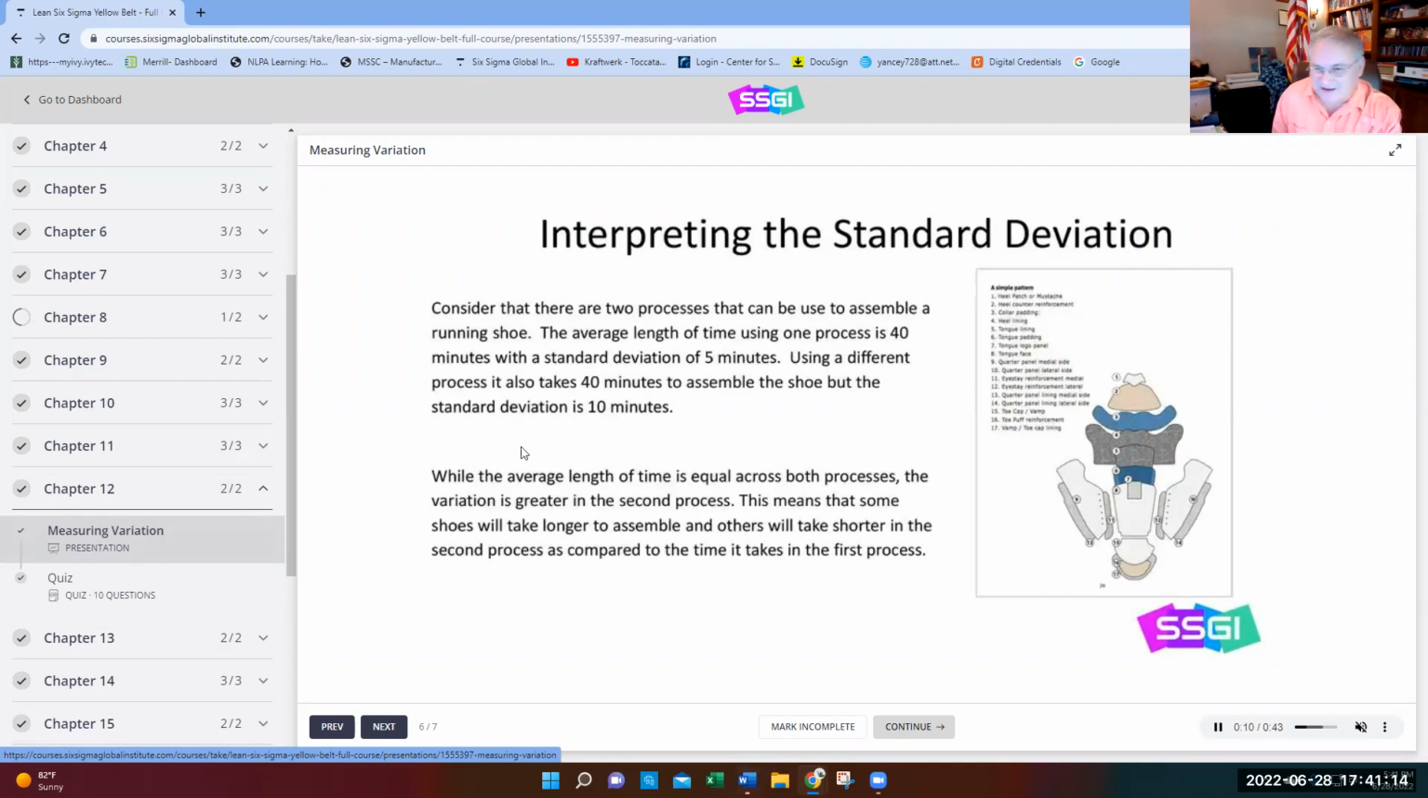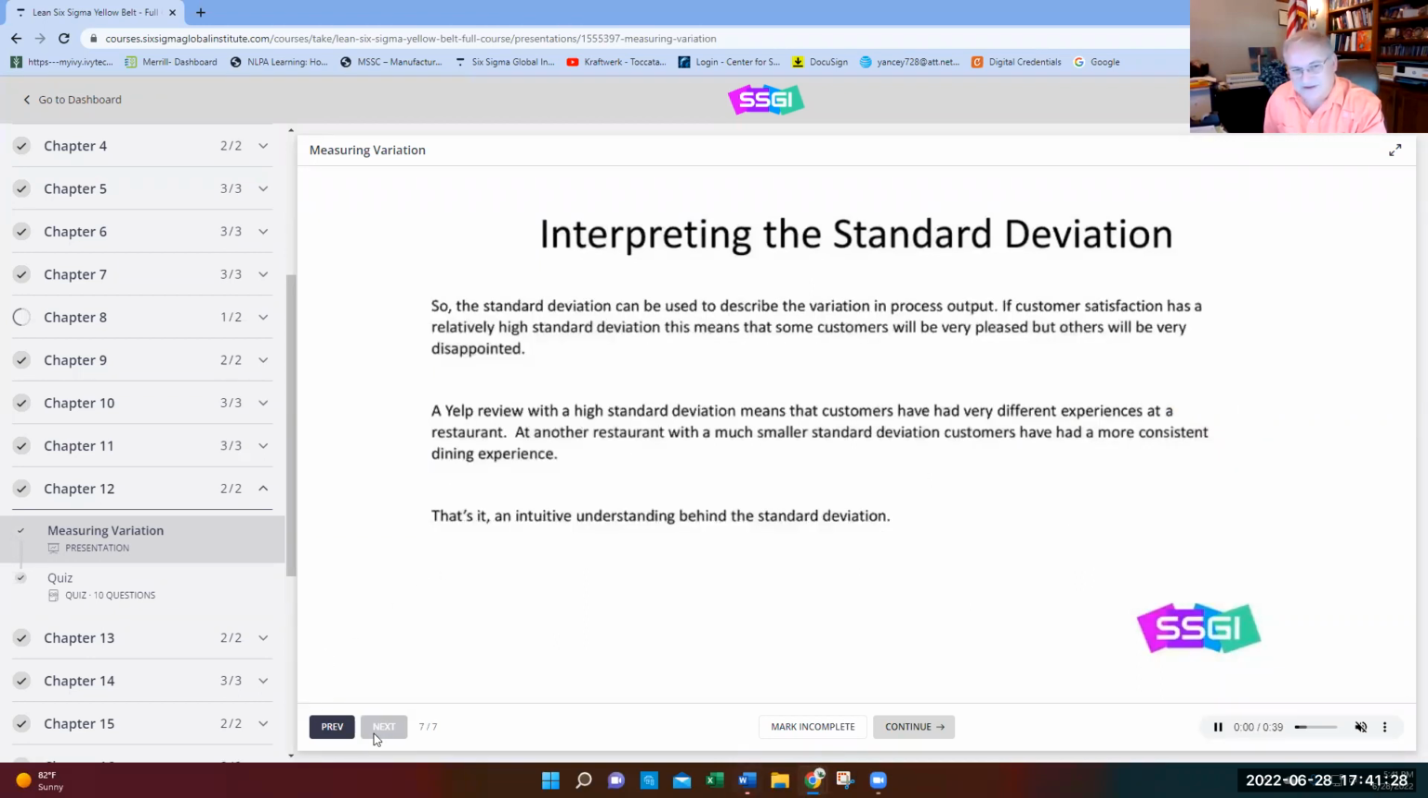And this is talking about putting together shoes. You guys went through the slides. I don't want to bore you by repeating the whole story, but there are 2 processes here. And there's a difference in how long it takes to put the shoes together based on which process you choose.